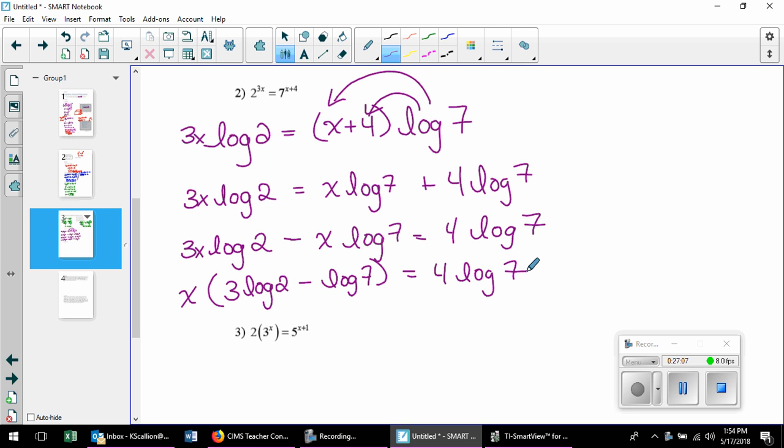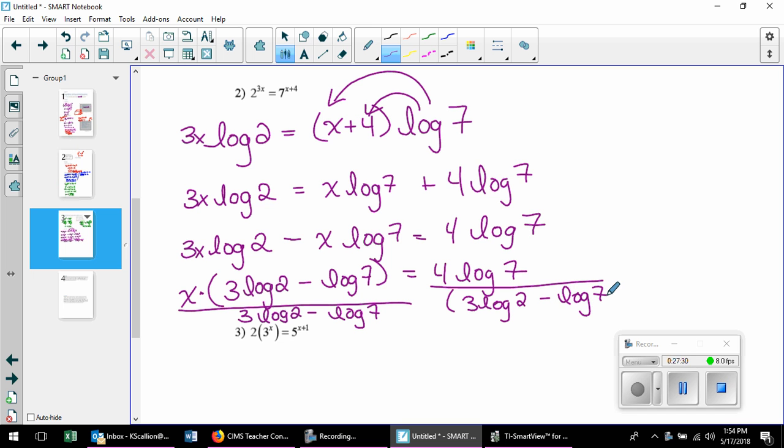Okay, I want to get x by itself. What operation is between x and that bracket? So that means we're going to divide by everything in that bracket. And if I do it to one side, I have to do it to the other. So I have 3 log 2 minus log 7. You cannot cancel out this and this. Please don't do that.